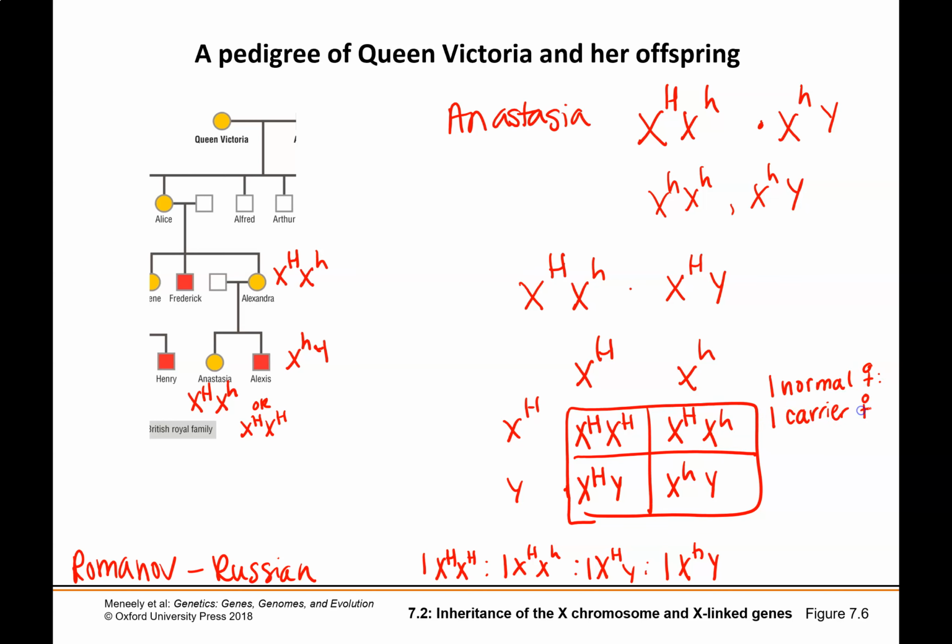So I'm writing carrier because we're specifically looking at carriers here. Normally, if it's phenotype, you would just say she's normal. 1 normal male. Oops, I'm sorry, I'm having trouble with males and females. And 1 hemophiliac male. So 1 affected male.